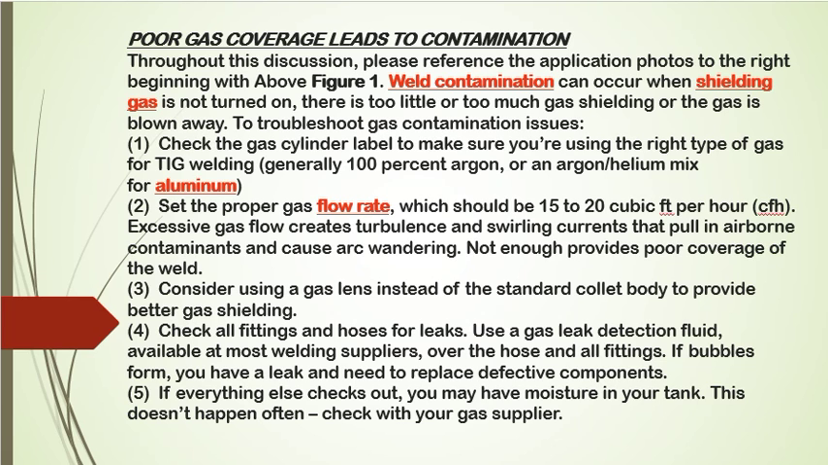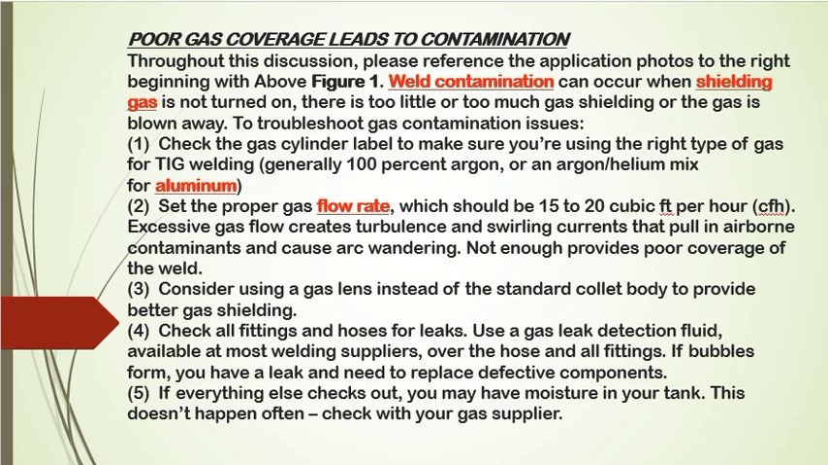Second is to set the proper gas flow rate. I already mentioned the flow rate. You always have to set the flow rate as per WPS, and we have to maintain that flow rate. Excessive gas flow creates turbulence and swirling currents that pull in airborne contaminants. That causes arc wandering and does not provide enough coverage of the weld. So there is not enough gas covering the weld. This is called setting the proper gas flow rate.